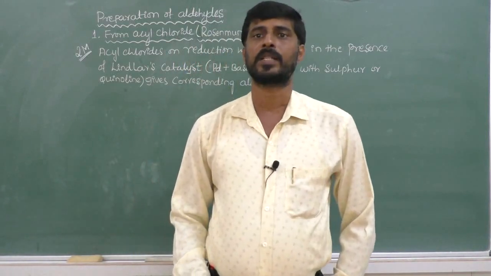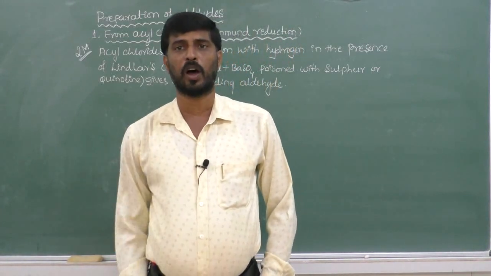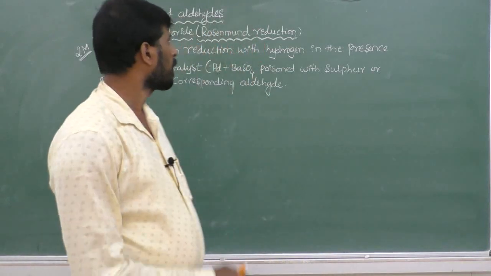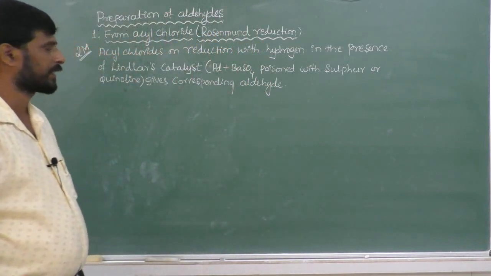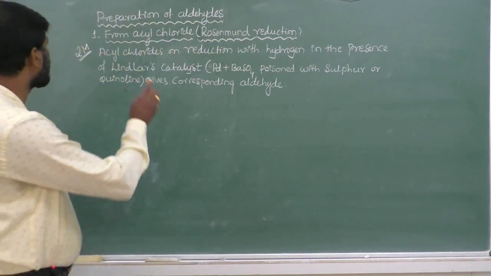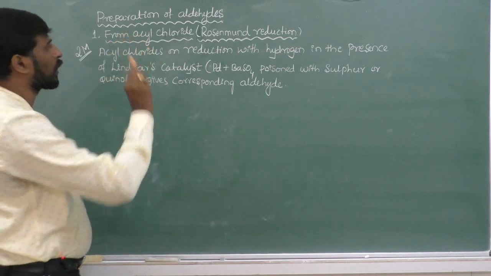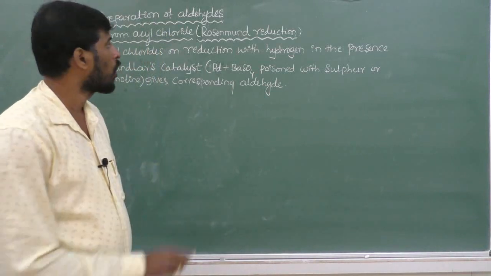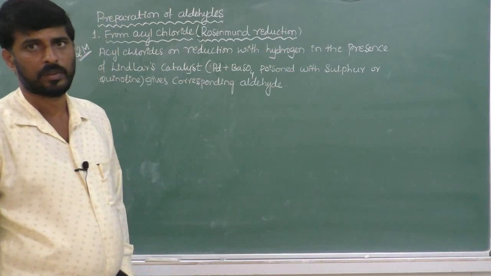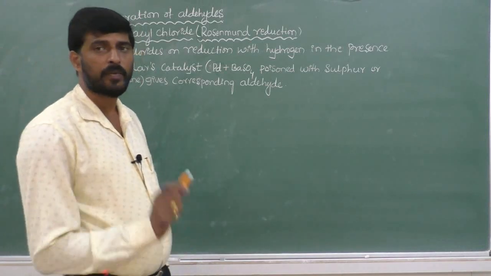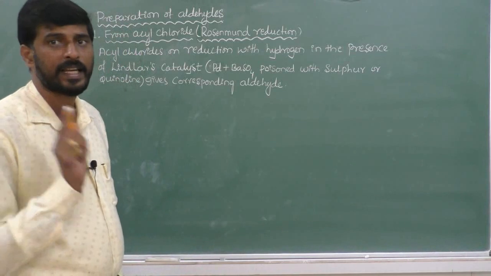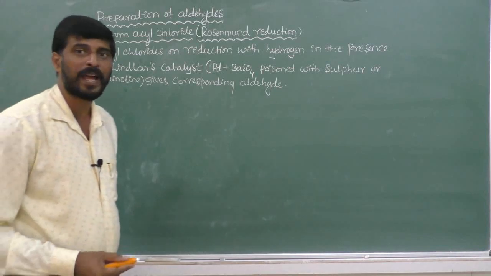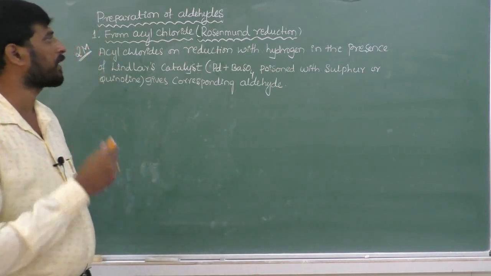In this class, we will discuss the special methods of preparation of aldehydes and ketones. First, we will take up the preparation of aldehydes. The first one is from acyl chloride, and this reaction is especially known as Rosenmund reduction. Students, please remember, it is a very important 2-mark question for the theory exam. Now I will explain what this Rosenmund reduction is.